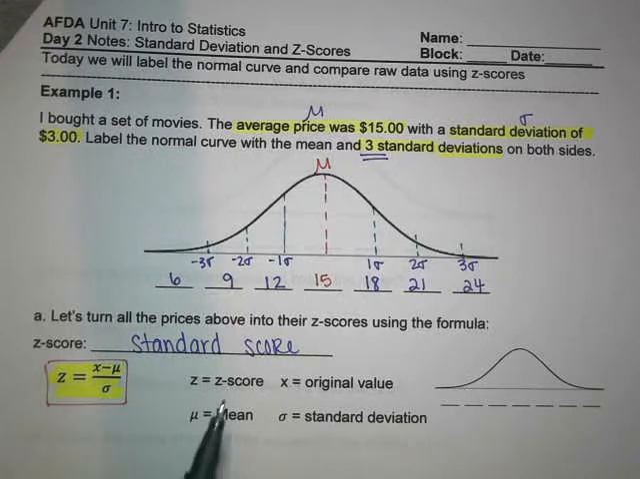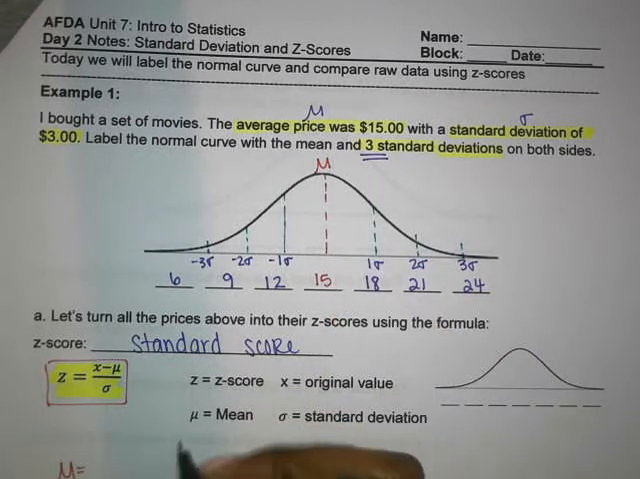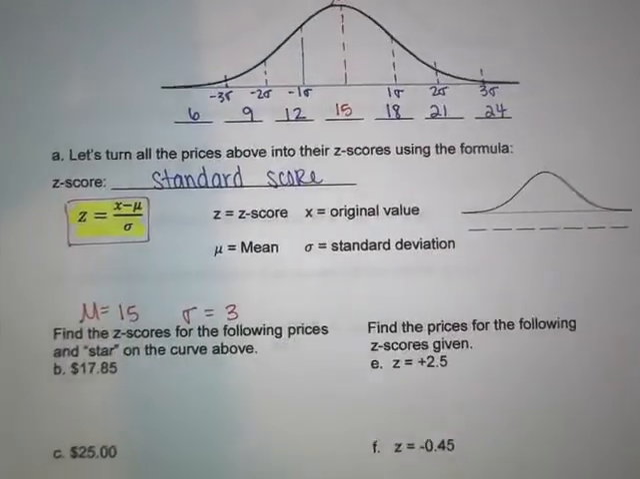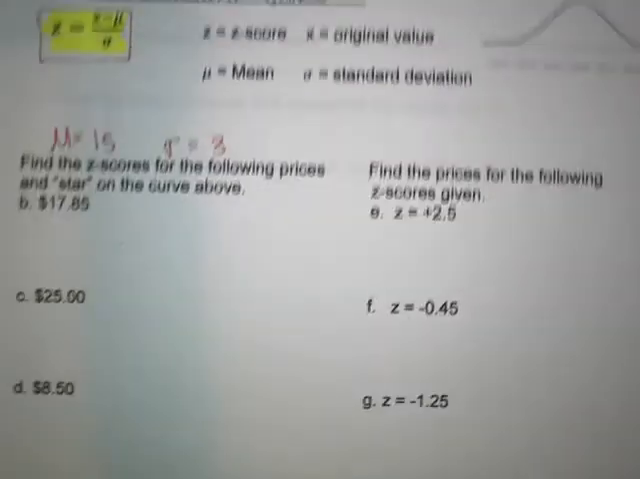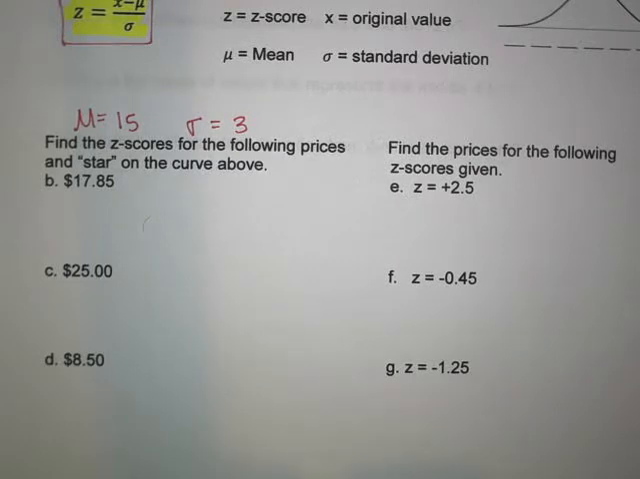All right, so let's see here. We're going to use this data to answer these questions. My mean was $15. My standard deviation was 3. Okay. So find the z-scores for the following prices and star on the curve above.